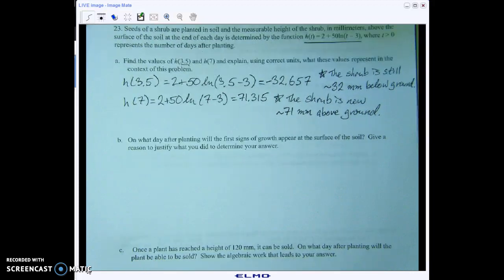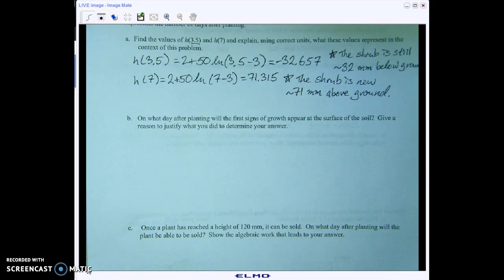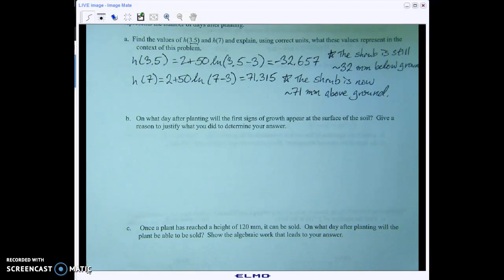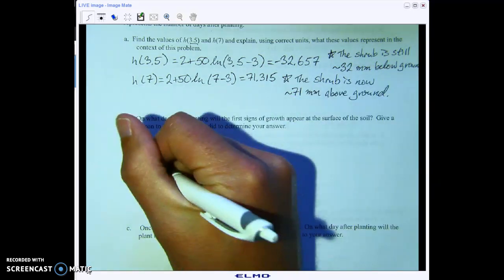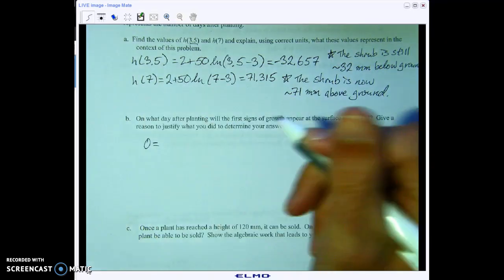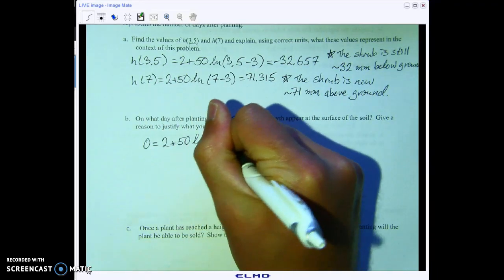Next it says, on what day after planting will the first signs of growth appear at the surface of the soil, and give a reason to justify what you did to determine your answer? Well, we want to know exactly when the first signs of growth are going to appear at the surface of the soil. So when does the answer go from being negative, under the ground, to being positive, above the ground? Well, that's going to happen right when the shrub is at 0, right? So in other words, I'm going to set the height equal to 0. We want to be right at the surface of the soil. So I'm going to take 0 and set it equal to the function 2 plus 50 natural log of t minus 3.